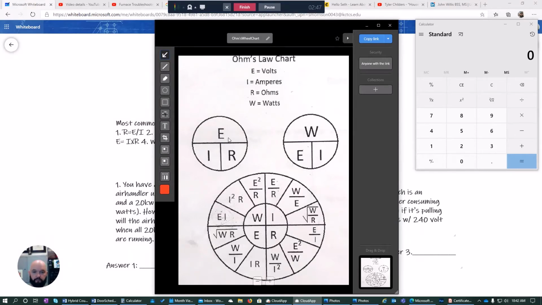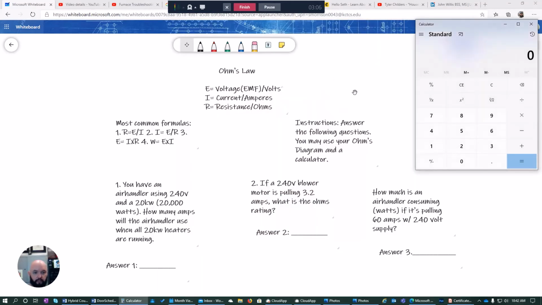In our first wheel, we have volts, amps, ohms, or in this case, E, I, R. In our other wheel, we have watts, volts, and amps. If you have any two, you can figure out the third. Let's do a couple quick examples. You have an air handler using 240 volts and 20 kilowatts, or 20,000 watts, in your heaters. How many amps will the air handler use when all 20 kilowatt heaters are running?